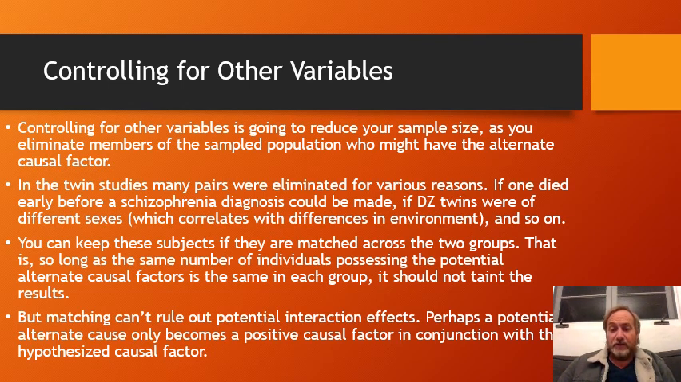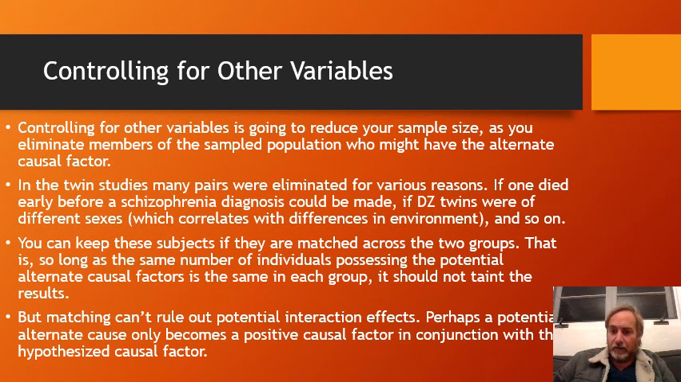You can keep those subjects as long as you match them across the two groups, right? So if you have one participant in the experimental group that has a potential alternative causal factor, make sure you have one of those in the control group as well, right? That wouldn't work for this particular one of eliminating the DZ twins of different sexes, because none of the monozygotic twins will be of different sexes, right? You can't match that, but there might be other variables that you could match, right?